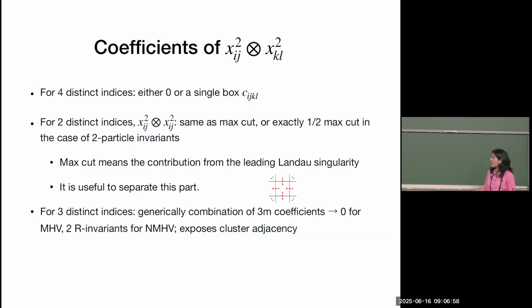So here, the more complicated case is what's in between. If only 3 out of these 4 indices are distinct, then generically you get a combination of different 3-mass box coefficients, which also simplifies. So we know that that's going to be 0 in the MHV case. In the next-to-MHV case, it's just a difference of 2 R invariants. And the interest in noting that is that it exposes some features of cluster adjacency.